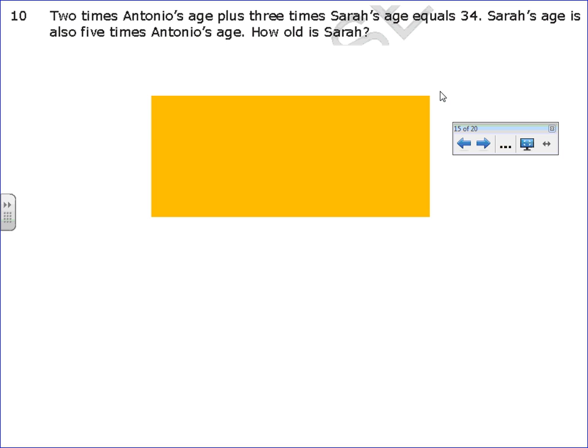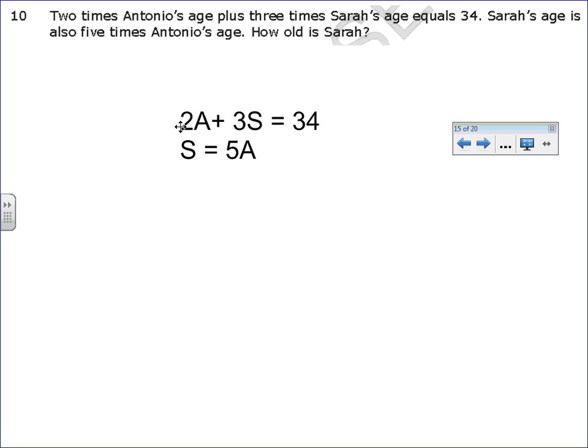Last one. 2 times Antonio's age plus 3 times Sarah's age equals 34. Sarah's age is also 5 times Antonio's age. So when you write these equations, 2 times Antonio's age plus 3 times Sarah's age is 34. Sarah's age is equal to what? 5 times Antonio's age. This is a system of equations. And hopefully you're realizing it's set up for substitution. I need to plug all of this in for S.